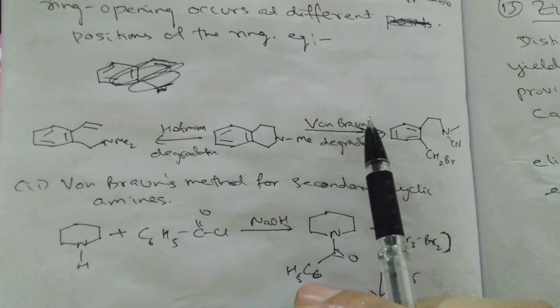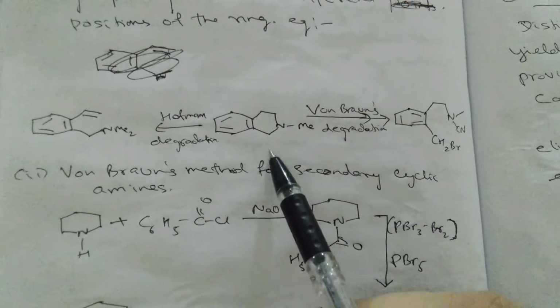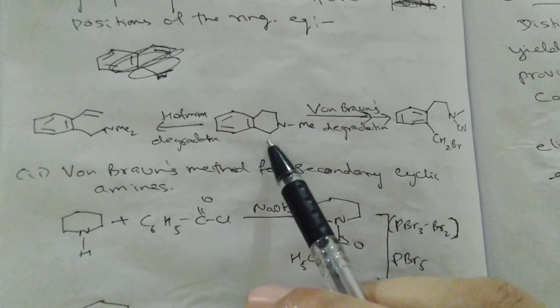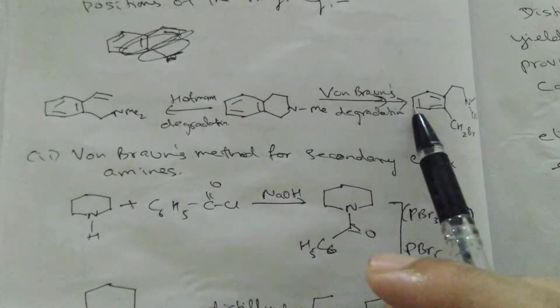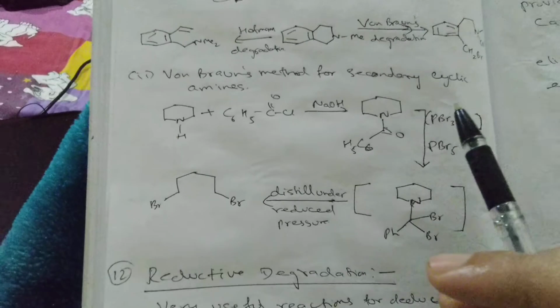Whereas in von Braun, it breaks up here. There is no taking out of this. You put BrCN, so CN attacks here, and then Br minus attacks here, and this comes out, and you get CH2Br and CN. So from this structure you get some idea. You break it up, right?